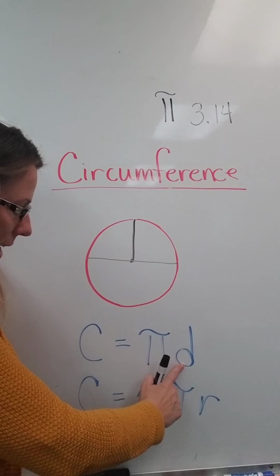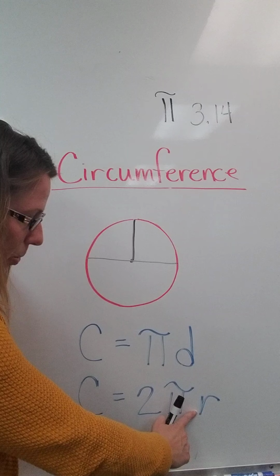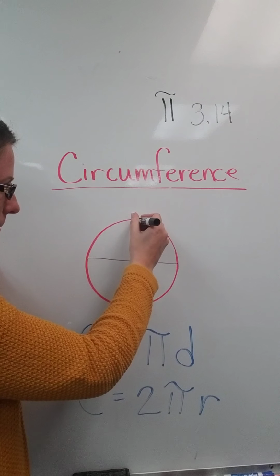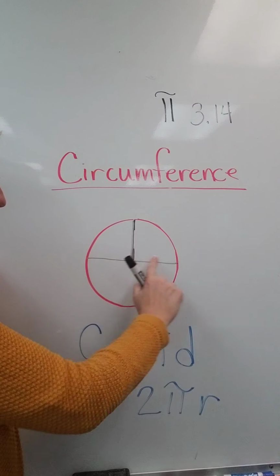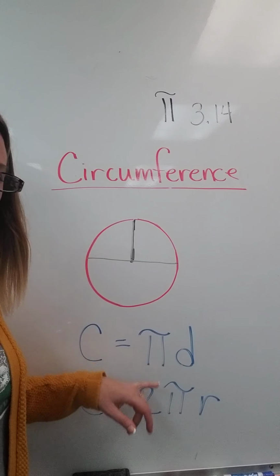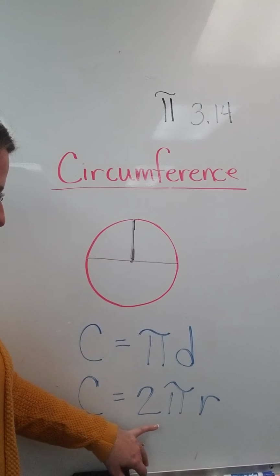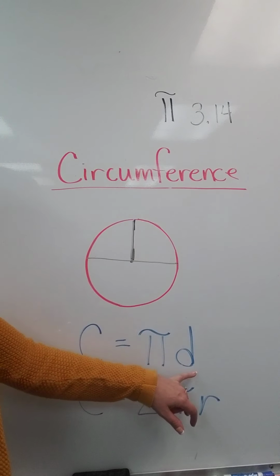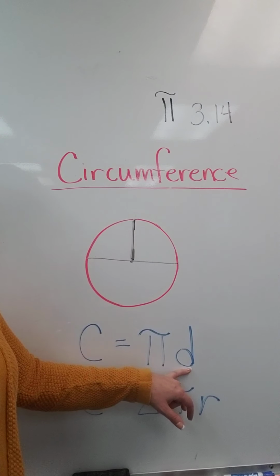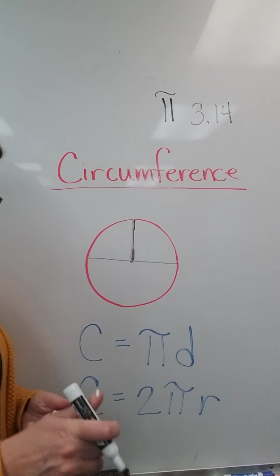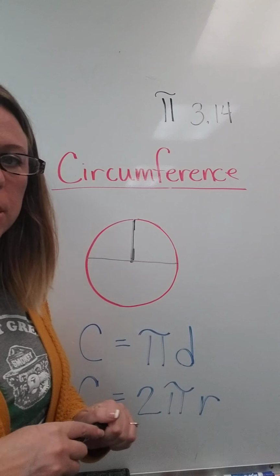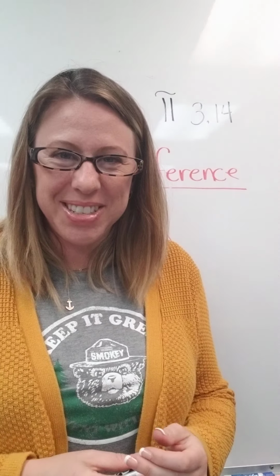Okay? So D is just 2r. 2 radiuses here and here equal 1 diameter. So either way, if they give you the radius, you can figure it out by multiplying it by 2, or the diameter by pi. Okay? So we're going to use those formulas today to figure out the circumferences of circles. Okay?